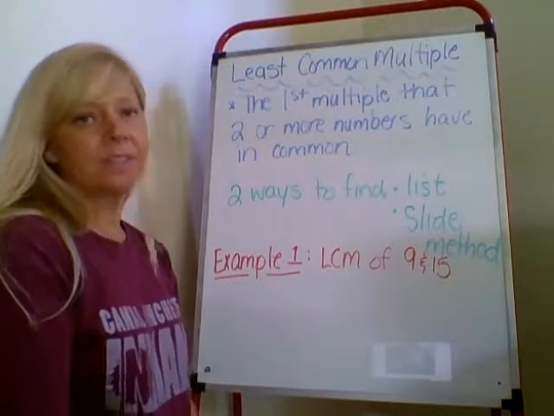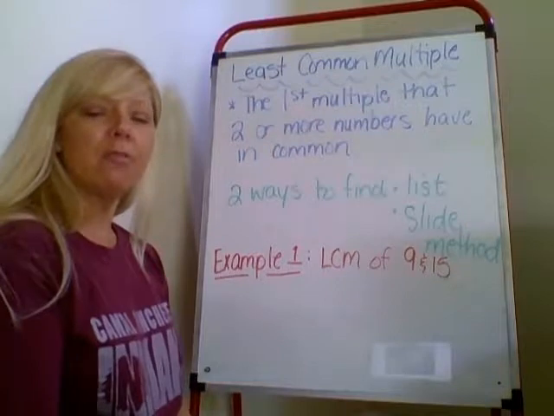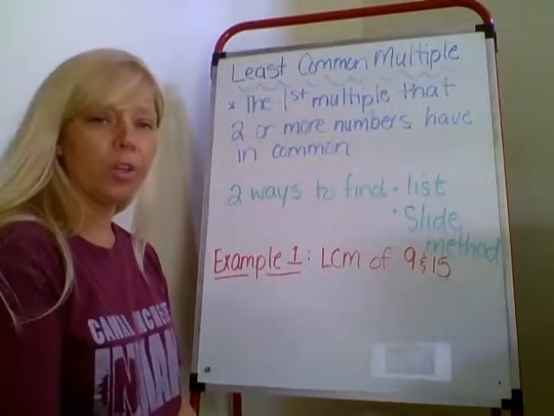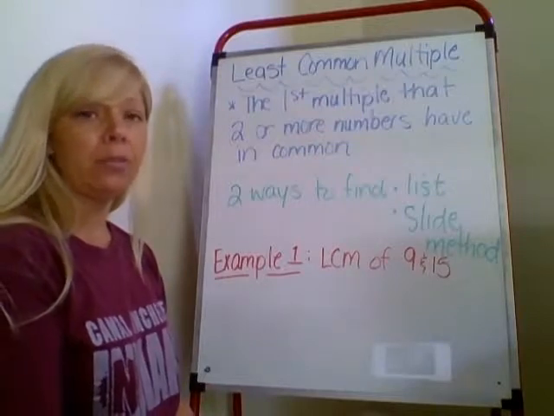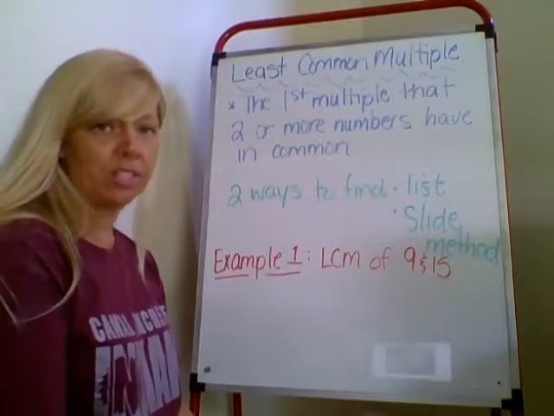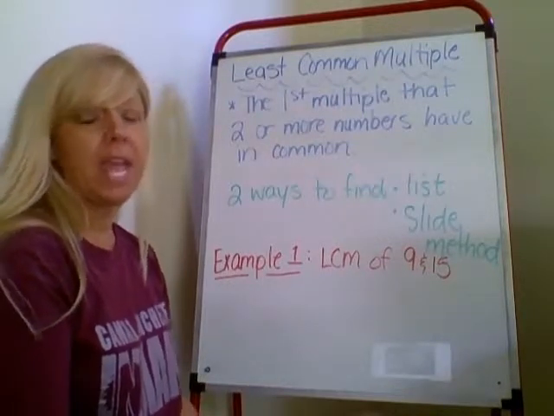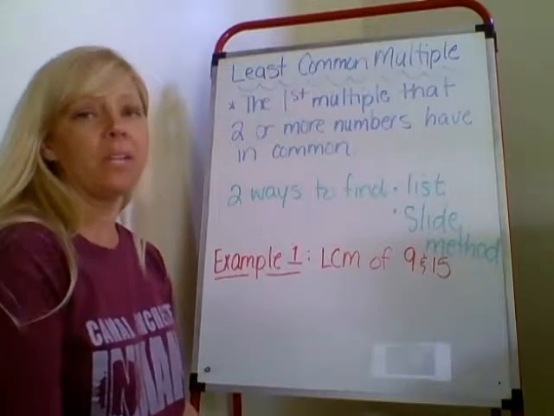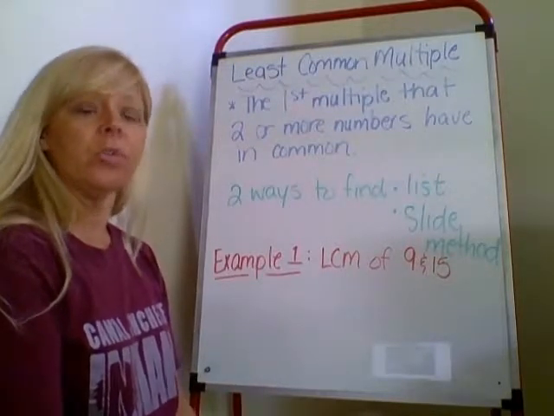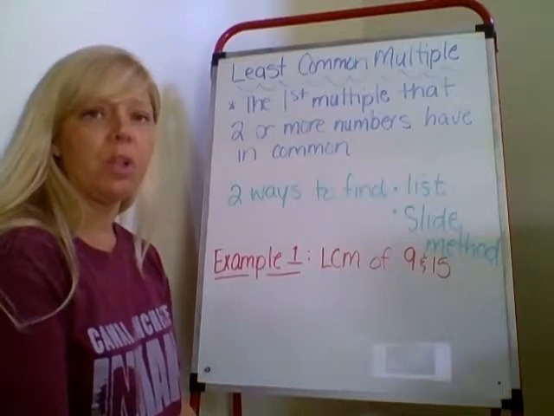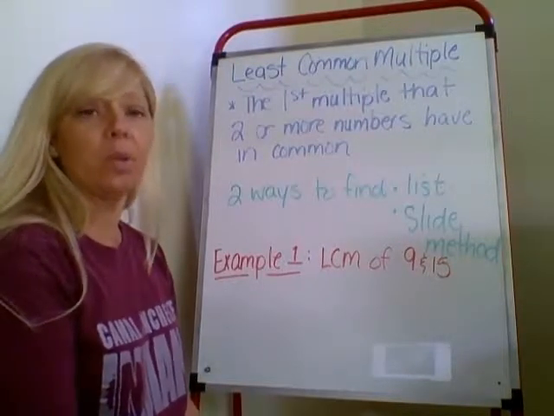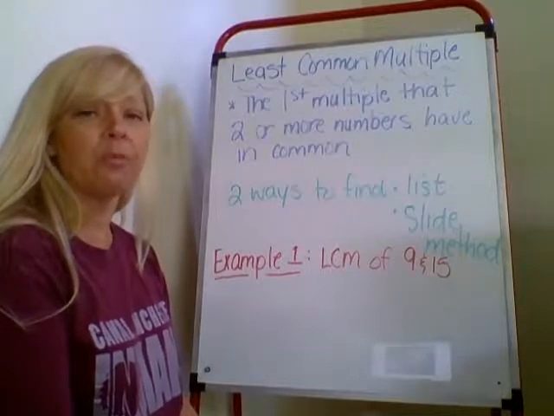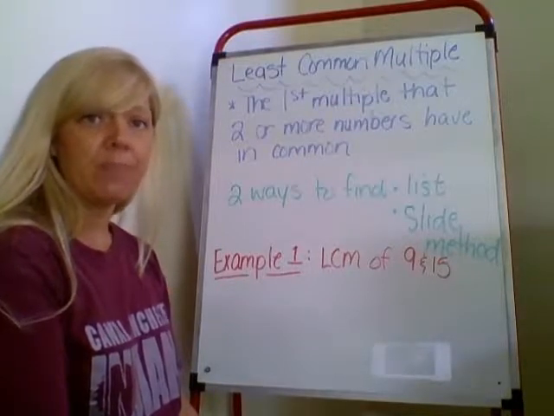Least common multiple is something that you would have learned in fourth and fifth grade, maybe even third, when you were adding and subtracting fractions that had different denominators. And you had to find a common denominator. In order to do this, you found the least common multiple of those two fractions. So in sixth grade math, we use least common multiple for problem solving mostly.